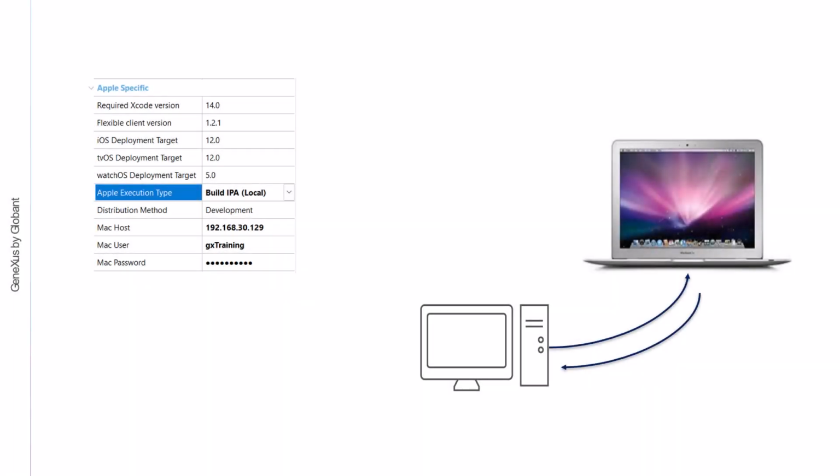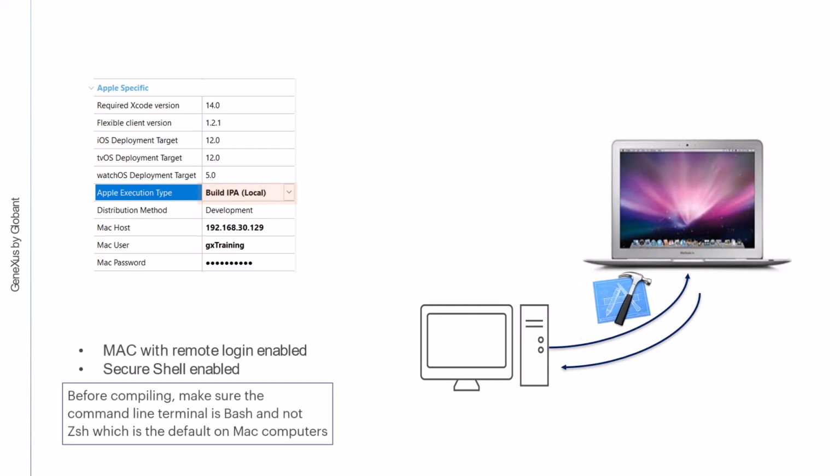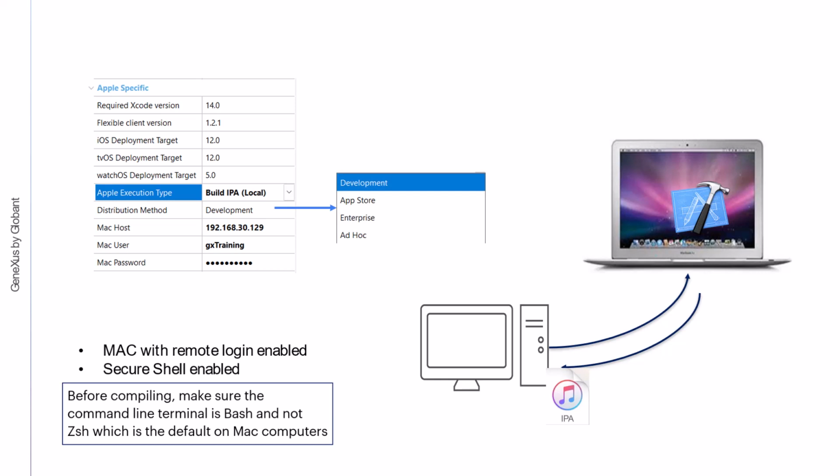With the Build IPA local option, the Xcode project is transferred to a Mac and the application is compiled using the method specified in the distribution method property, generating an IPA file. The file is then copied to the folder associated with the KB environment. If the distribution method property is set with the development value, the application is compiled and signed with the development provisioning profile to be sent to the test computer.